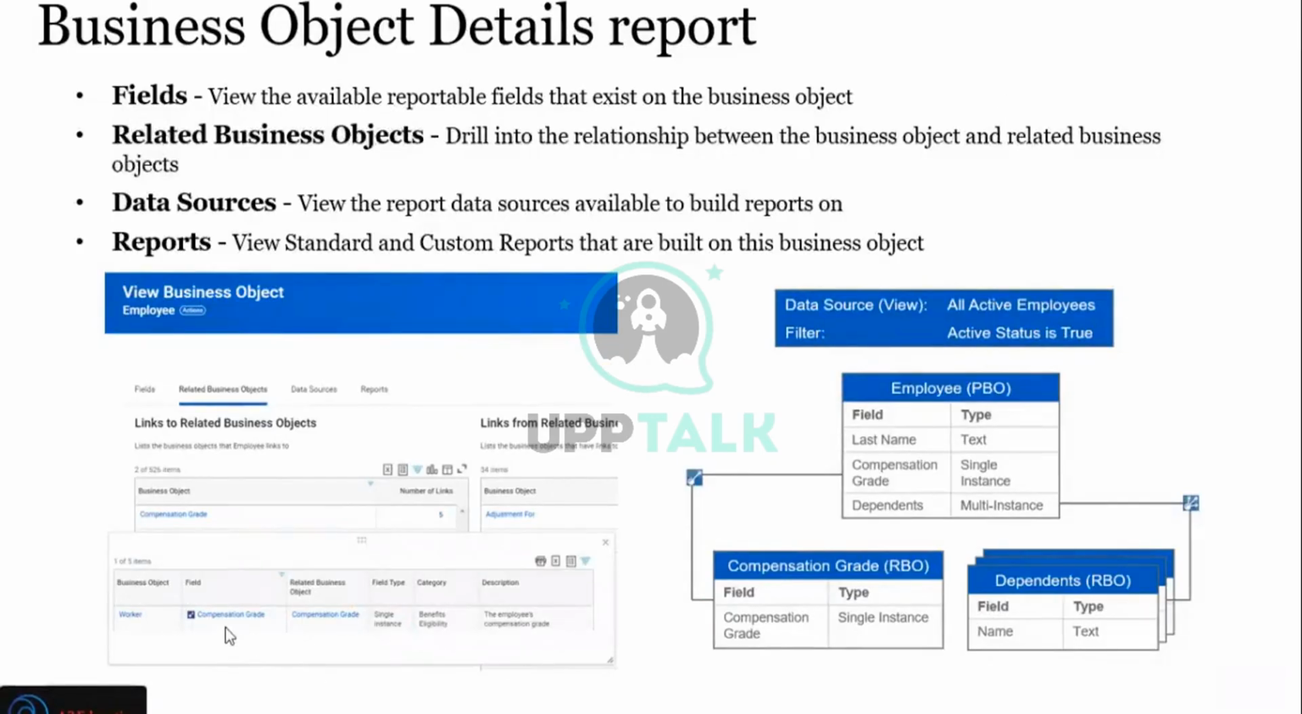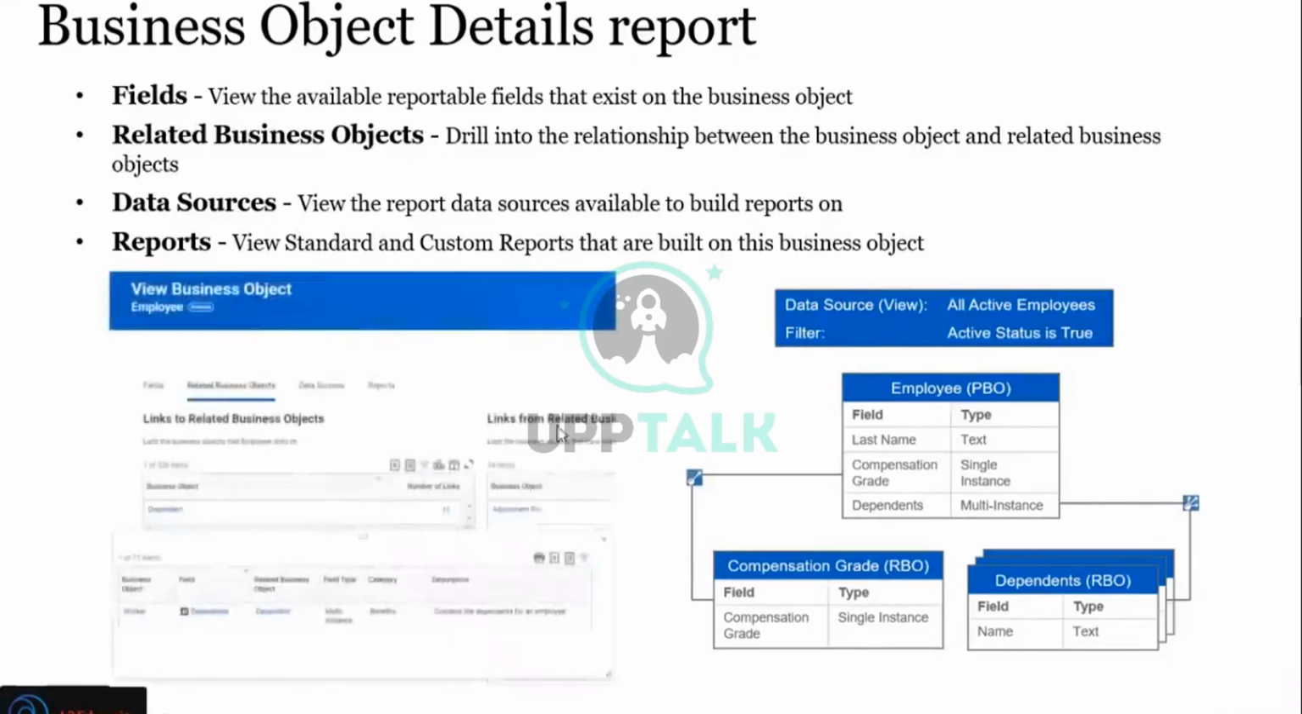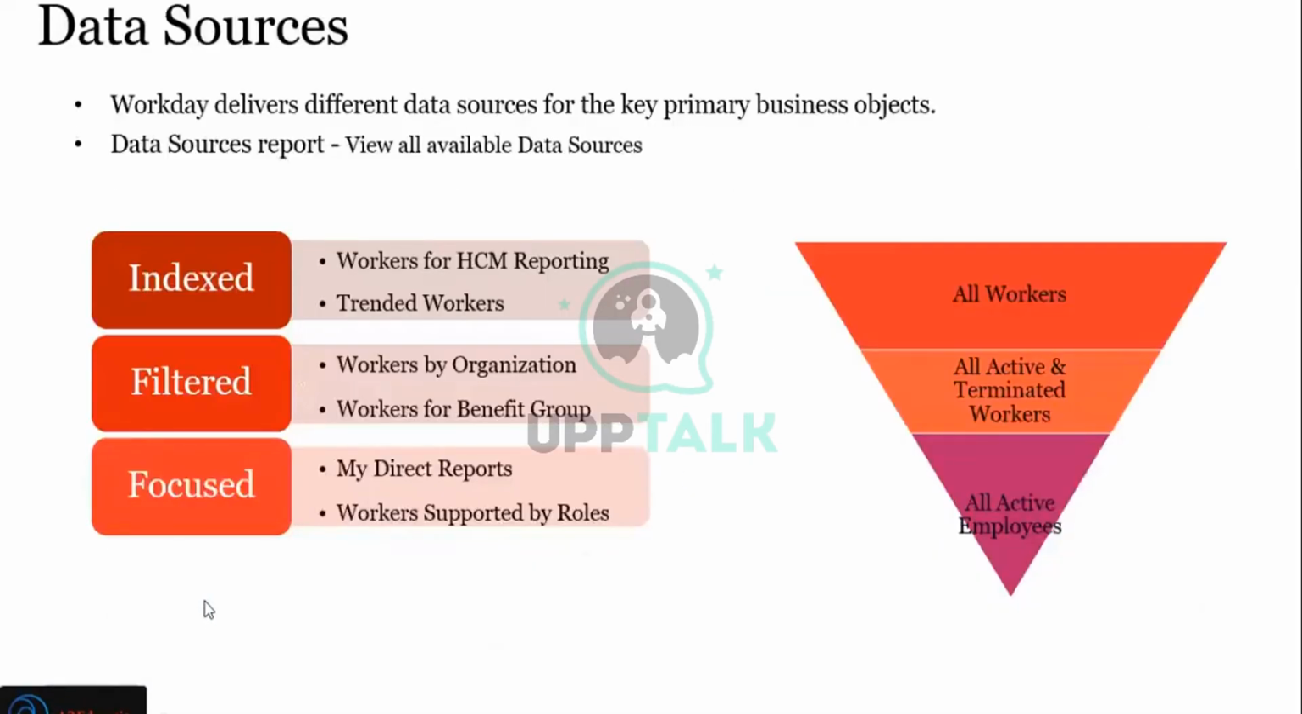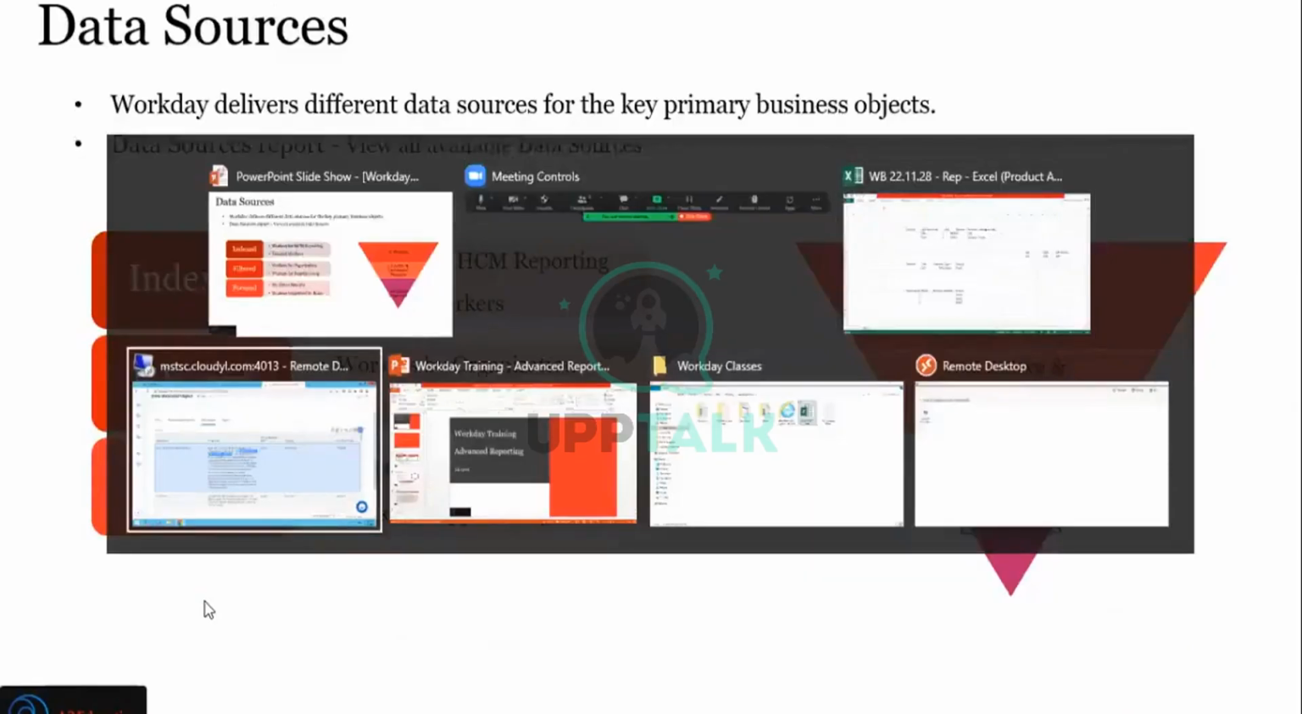This identifies that it is a single instance. Whereas dependents is a multi-instance. This icon that you see identifies a multi-instance. Let me quickly show this in the tenant.